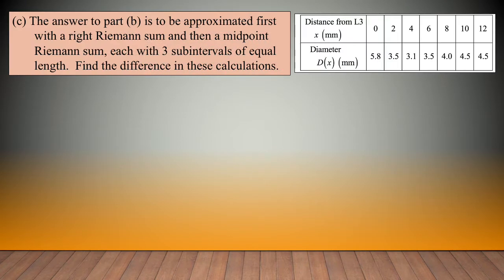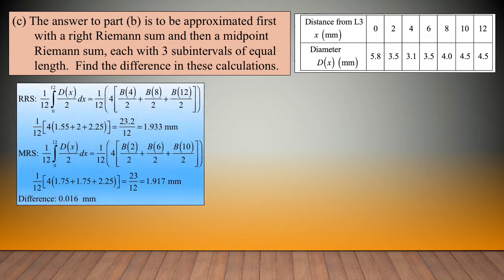Part C reads, the answer to part B is to be approximated first with a right Riemann sum and then a midpoint Riemann sum, each with 3 subintervals of equal length. We want to find the difference in these calculations. We start with our right Riemann sum. We are interested in 1/12 times the integral from 0 to 12 of d(x)/2 dx.